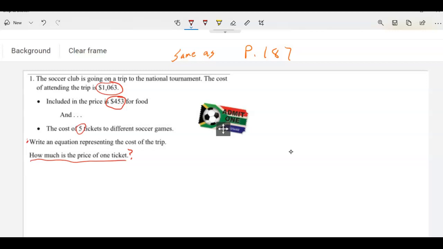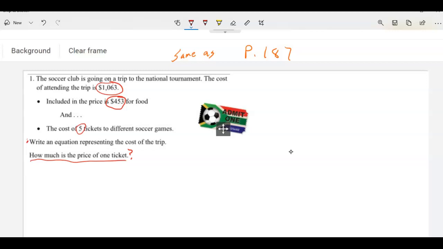So here I'm going to go back and reread it so I can get a better understanding. The soccer club is going on a trip to the national tournament. The cost of attending the trip is $1,063. Okay, so we got the total cost, $1,063. Included in that price is $453 for food. And also the cost of 5 tickets to soccer games. How much is the price of one ticket?